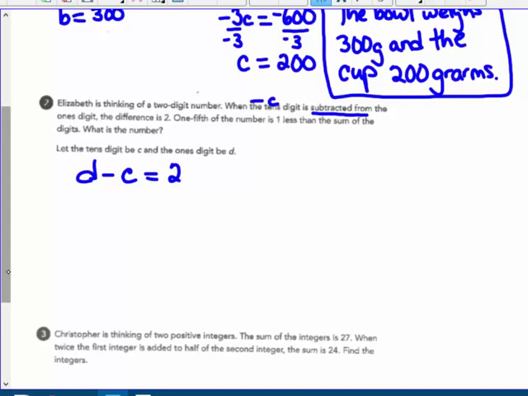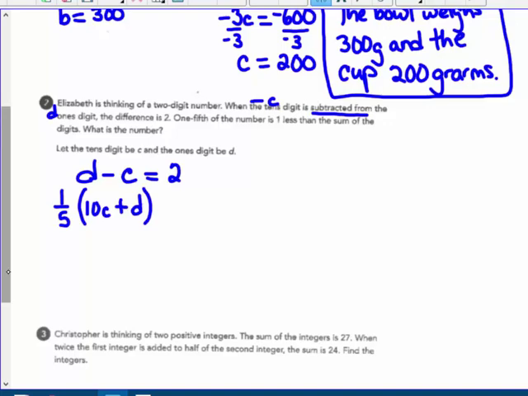The ones digit, which is the D, so D minus C equals 2. Okay, 1/5 of the number. Well, the number has a tens digit, which means it has 10 times that digit for the tens value, 10C, plus 1 times the ones place, which is just a D. So you have to multiply the C, the digit, times 10 in order to get it to be in a tens place value.